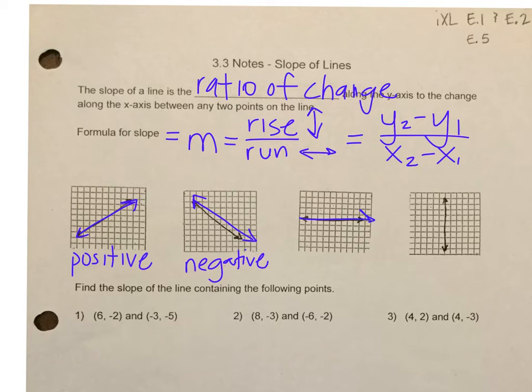All right, this has 0 slope. No slope at all. It's a straight line. When we get an up and down line, a vertical line, we say that its slope is undefined. And I will show you an example of that in a few minutes.